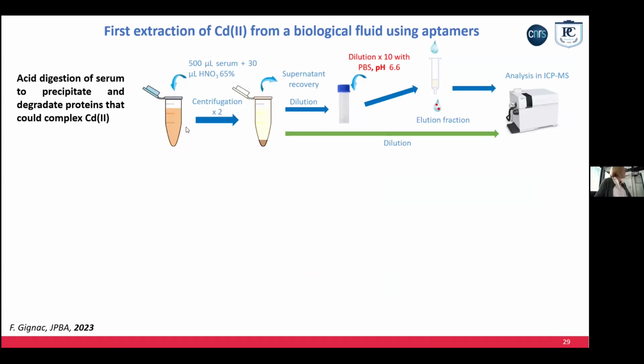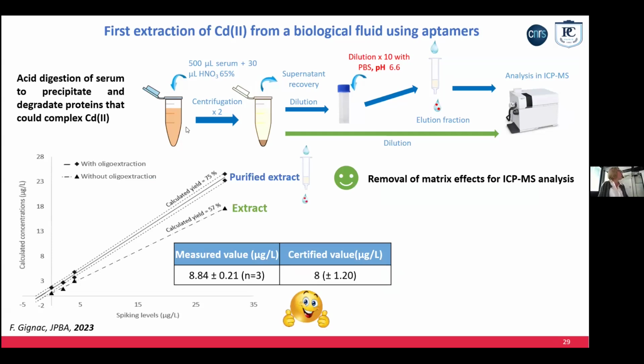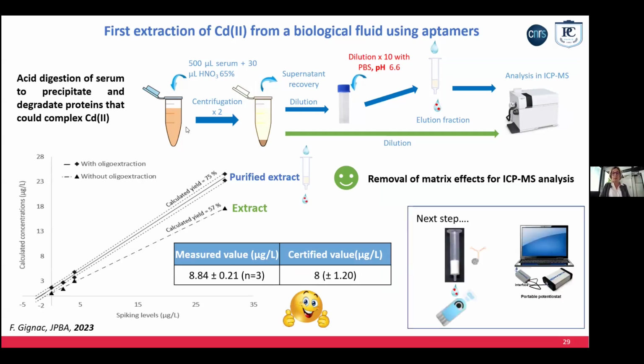This procedure was applied to a serum sample. The first step consists of the digestion of proteins just to liberate the cadmium. And we compared the direct analysis of a diluted sample to a purified sample. And again, as you can see, we have no more matrix effect in this case in ICP-MS analysis. And then we were happy to see that we are also able to find the right value when working on certified samples. The next step will be now to combine our very easy to use cartridge with a very easy to use detection device and to remove ICP-MS, because on field it's not ICP-MS.